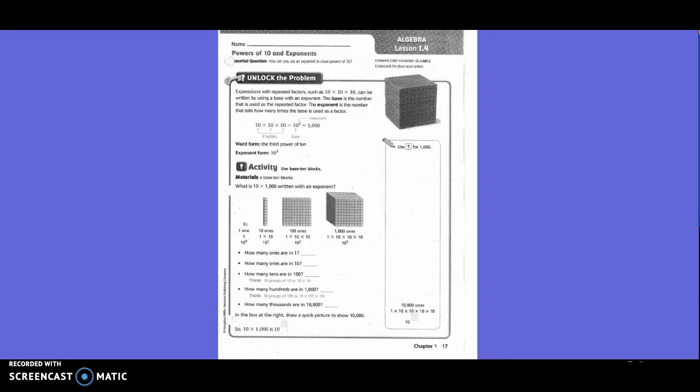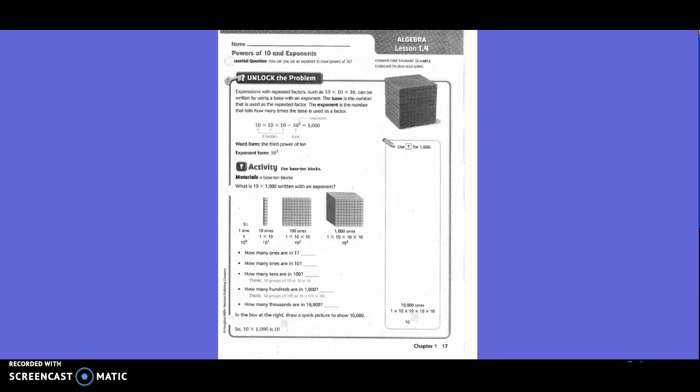Once again, if you want these examples, you can find them in your math homework folder, right? Okay, and then you can look for base or exponent. And then in word form, you would say the third power of 10, and in exponent form, you would say 10 with a little 3. Okay, so what is 10 times 1,000 written with an exponent?